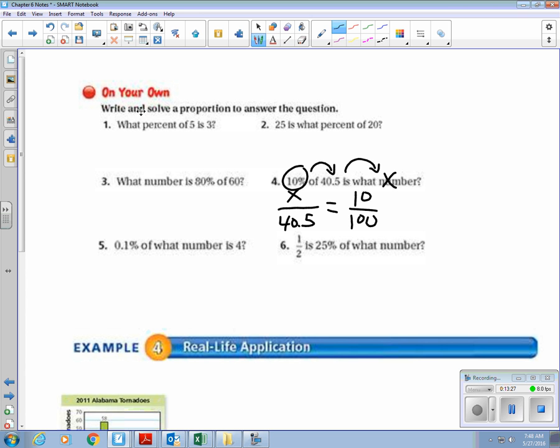We can go ahead and cross multiply, and I'm going to get 100x is equal to 405. And then I'm going to divide both sides by 100. And I'm going to get x is equal to 4.05. So 10% of 40.5 is 4.05.